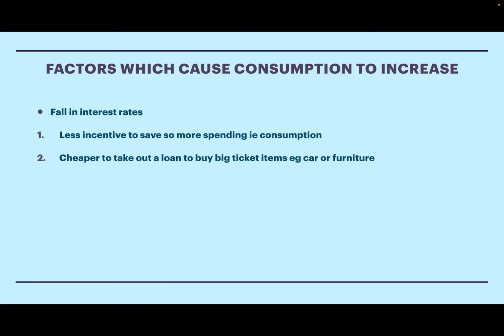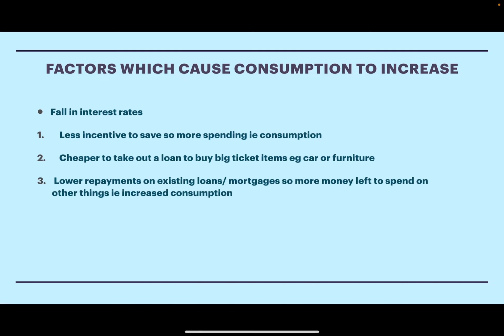It also means that when interest rates are very low, it's cheaper for people to take out a loan. So people will take out loans to perhaps buy a car, furniture, or fridge freezers. People take out loans to buy what we call big ticket items. If interest rates are very low, people are more likely to take out a loan to buy these items rather than take several years to save up for them. So it means that consumption will increase.